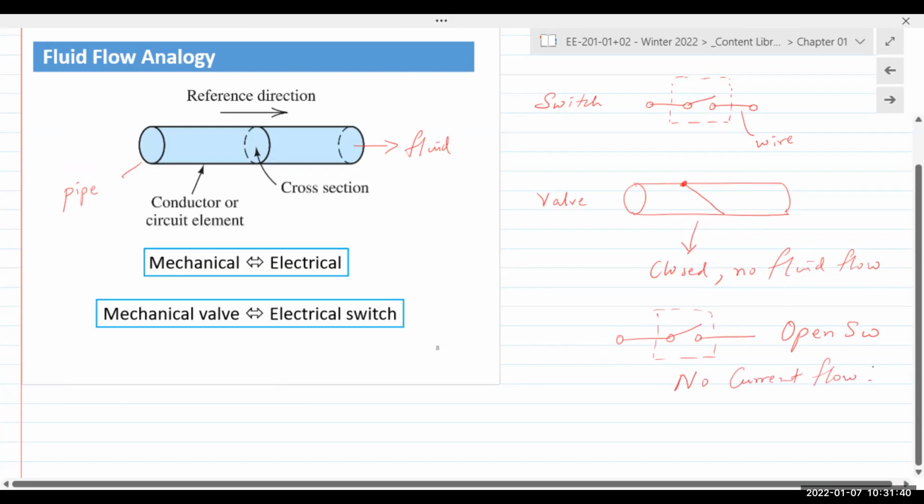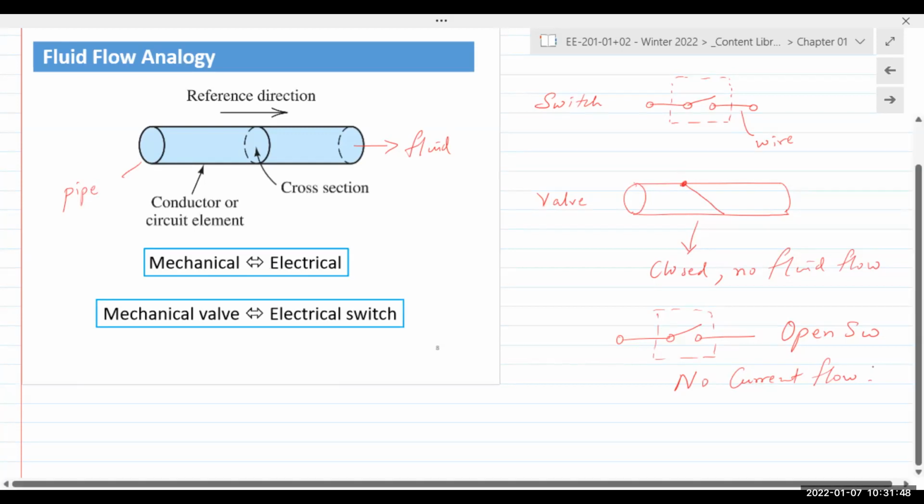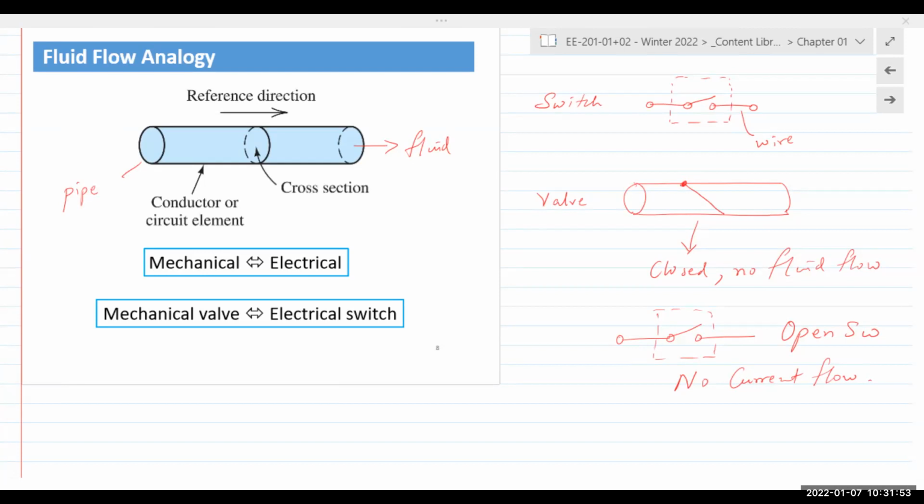Current needs a pathway to flow through. It's like a vehicle going on a road. If there's a break in the road, you cannot drive your vehicle there, right? There's a blockage or something. So similarly, current needs a pathway to flow through. If there's a break in the pathway, current cannot flow through. So if a switch is open, then no current can flow through. So the term is exactly the opposite of a mechanical valve.